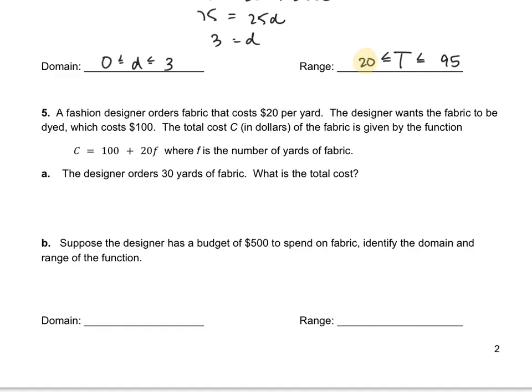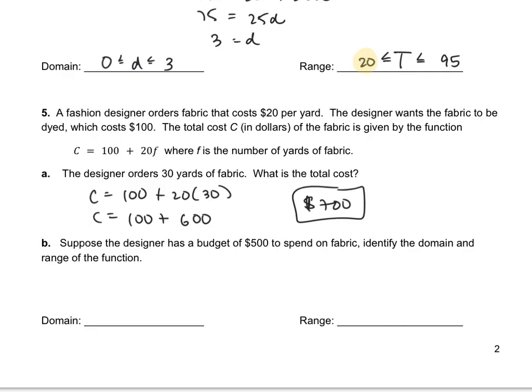So if we want to figure out what their cost would be for 30 yards of fabric, we're just going to replace the F with 30 and do that calculation. So then I'd have C equals 100 plus 600, which means the cost for 30 yards of fabric would be $700.